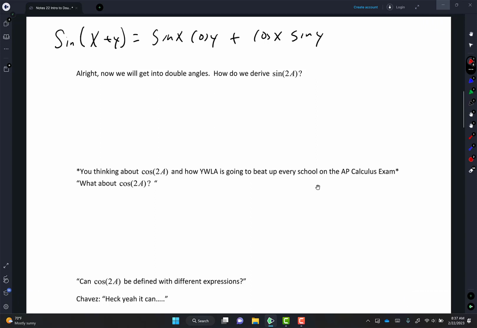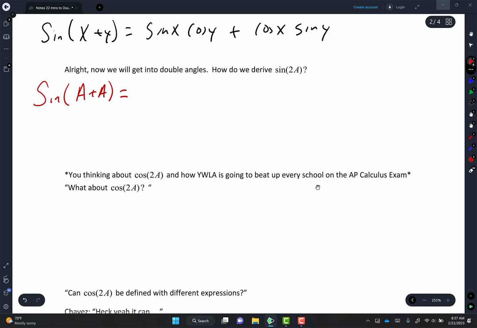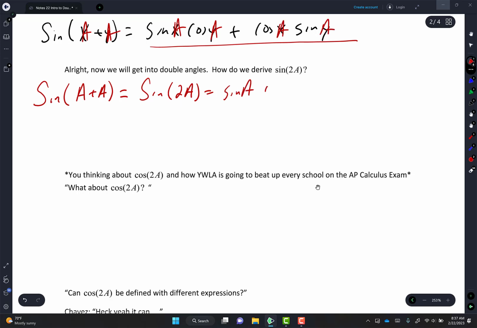So here's how we're going to figure out what sine 2a is. We're going to write sine of a plus a. Do you agree that's sine 2a? Yeah, that's sine 2a, guys, a plus a. And I'm going to use this formula right here. This is like an a, that's like an a, see? So we're going to write it like this: sine a cosine a plus cosine a sine a. Sine a times cosine a is the same as cosine a times sine a. Does that make sense to you guys?